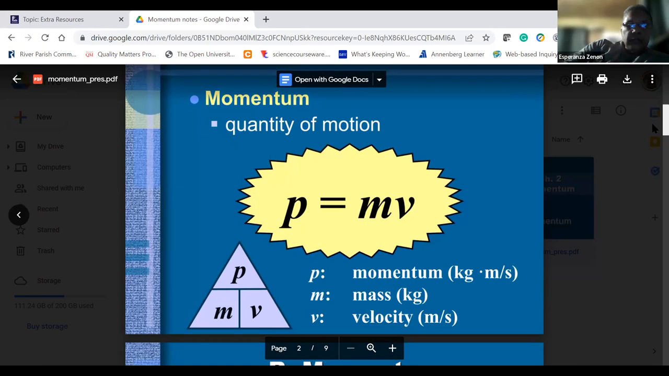So there's your problem solving pyramid. I like to use that so that you don't have to focus on algebra. You can just look at multiply or divide to figure out whatever you're looking for. Just remember your units. Momentum is kilogram meters per second, not kilogram meters per second squared. Kilogram meters per second squared is a newton. But for momentum, you only use kilogram meters per second. So don't mix those units up when you're solving problems.